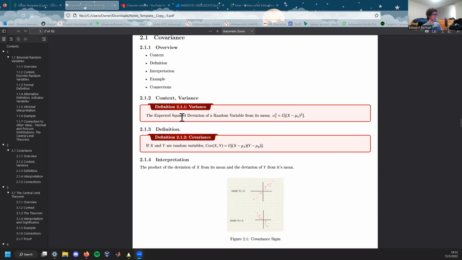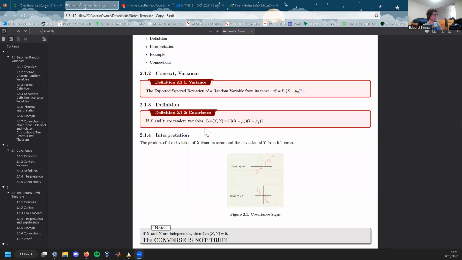So for some context, we should already be familiar with simple variance. It's the expected squared deviation of our random variable from its mean. Mathematically, sigma squared of x is equal to the expected value of (x minus mu x) squared. So now we talk about covariance.